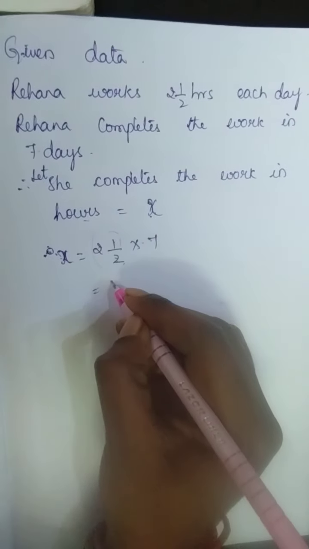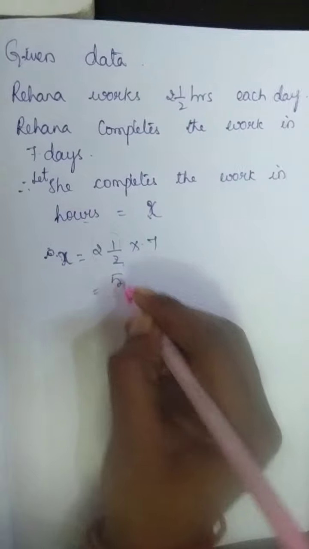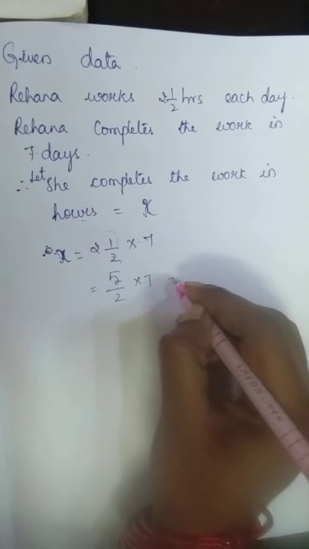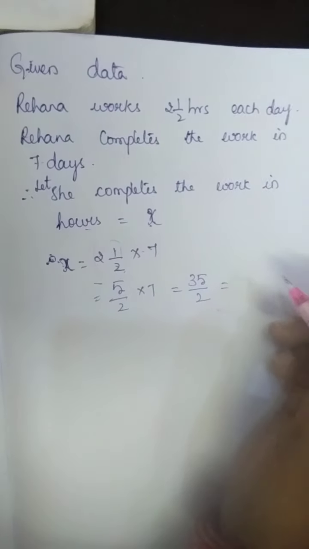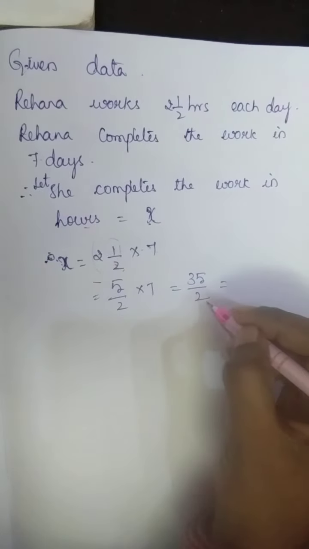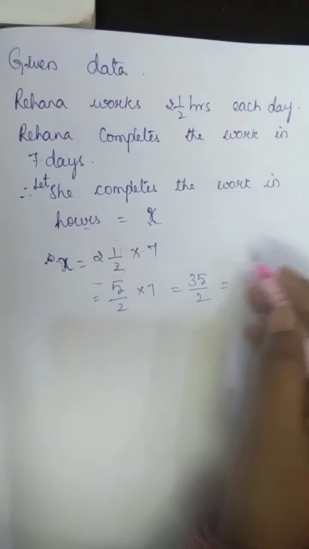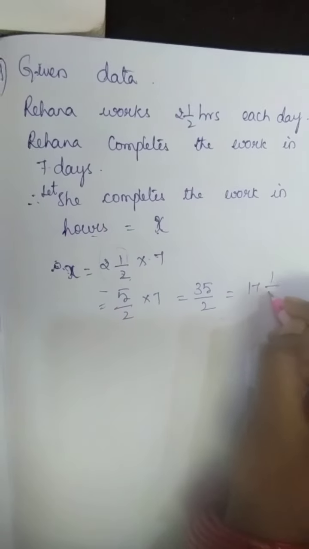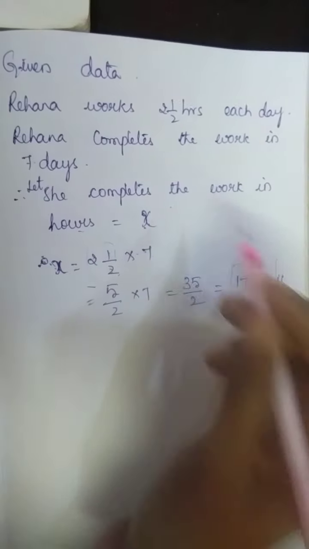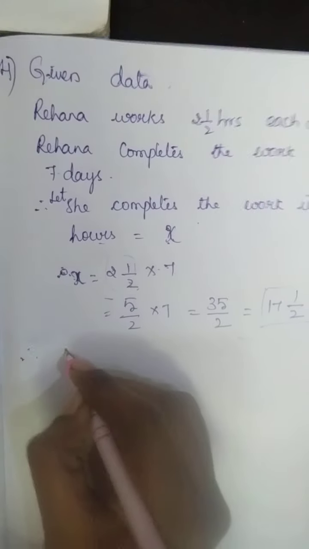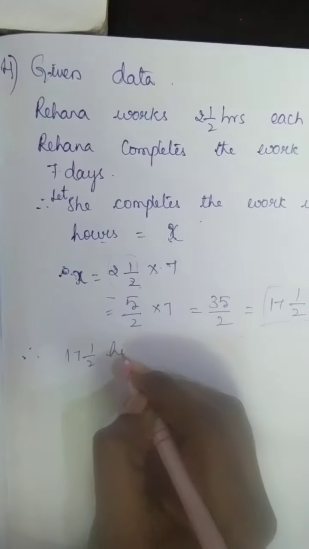2 2s are 4, 4 plus 1 is 5, 5/2 into 7. How much will you get? 5 7s are 35/2. Now convert it into a mixed fraction, then you will get 17 1/2. This many hours are needed to complete the work in 7 days. This is your answer. Therefore write down 17 1/2.